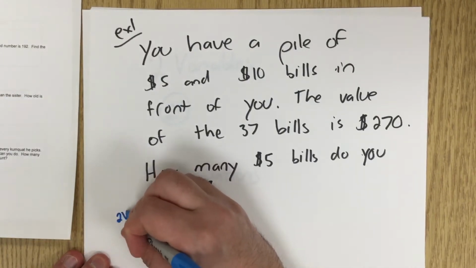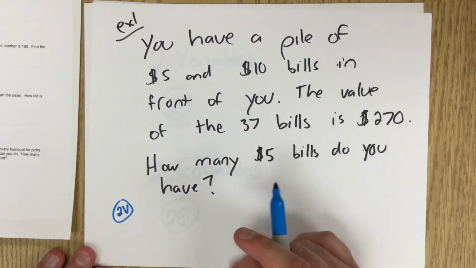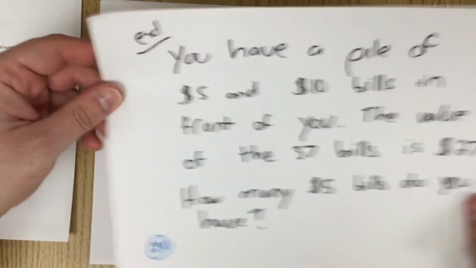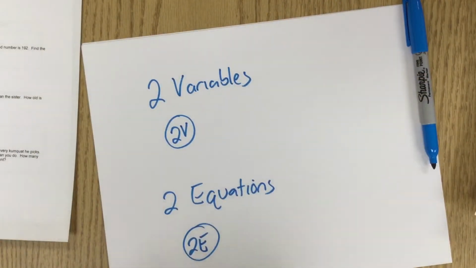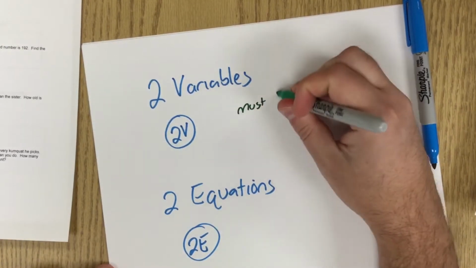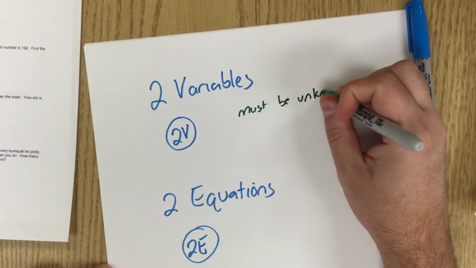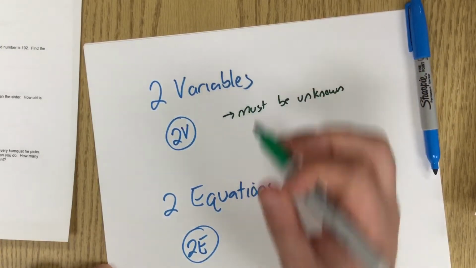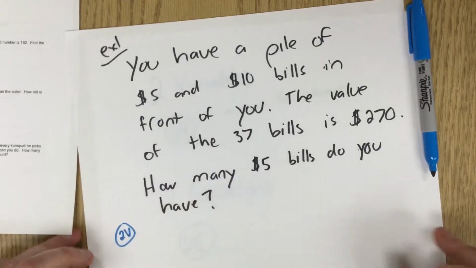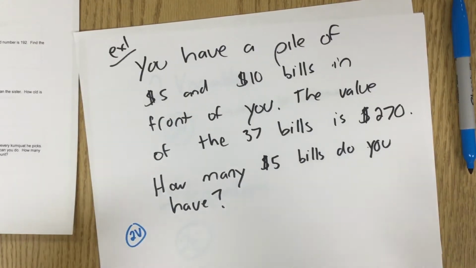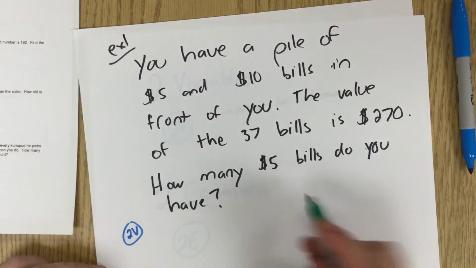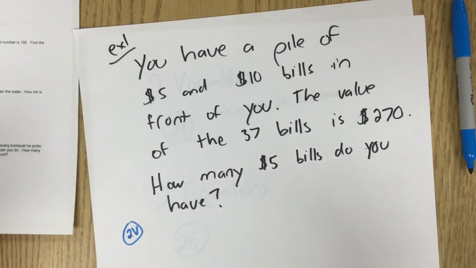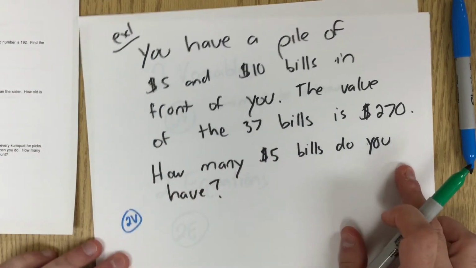Now, we'll start with the variables. One of the rules with the variables is that it has to be something unknown. So they must be unknown. For example, I can't have a variable in this one that is the value of a $5 bill, because we know how much a $5 bill is. It's $5. So it has to be a value that's not directly given in the problem. And a clue for this is that usually the question that's asked is one of the variables. Not always, but usually.